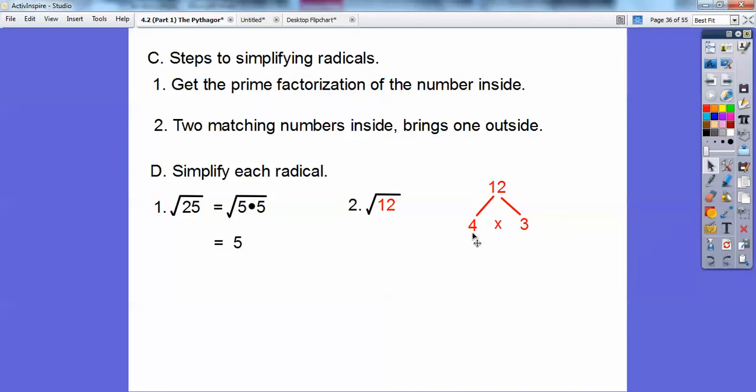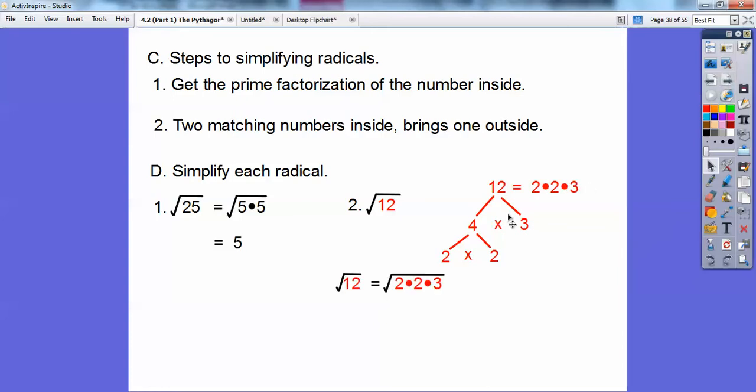And then 4 is not prime. 4 breaks down again to 2 times 2. Okay, and then I would circle that, and I would circle that because those guys are prime. Okay, so here's 12. 12 is the same as 2 times 2 times 3. So the prime factorization of 12 is 2 times 2 times 3.